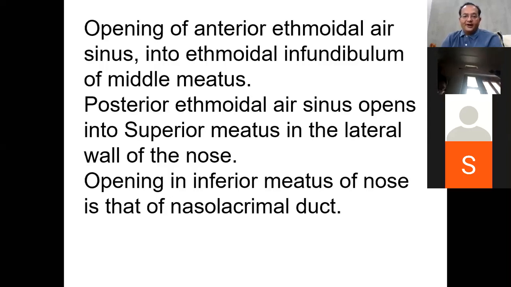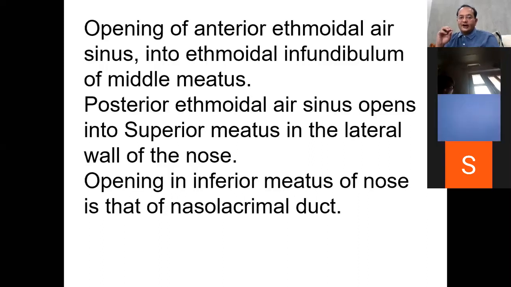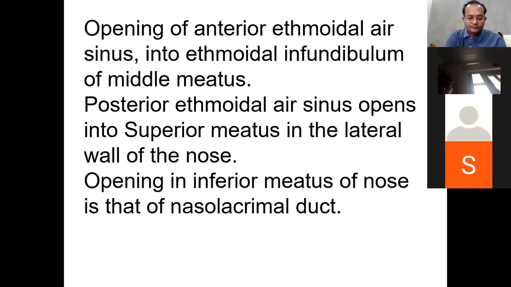And the opening in the inferior meatus of the nose is of the nasolacrimal duct. We studied the lacrimal apparatus. In the lacrimal apparatus there was the nasolacrimal duct, which drains the tears, and it runs downwards, outwards and backwards, and it opens into the inferior meatus of the nose. So it is the only opening in the inferior meatus of the nose, and it is the nasolacrimal duct. Is it clear up to now?